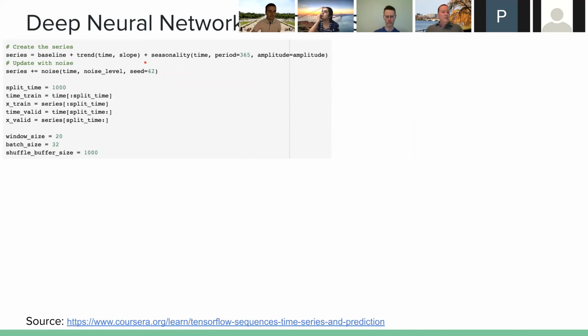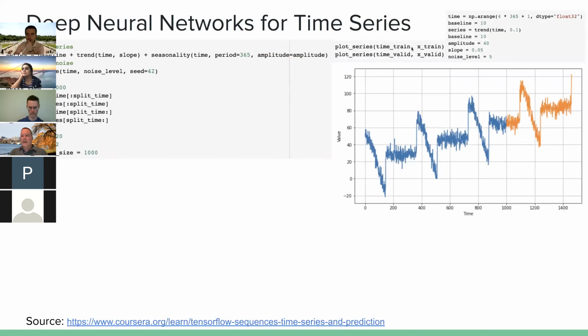As George talked about, this is the series we're actually going to use. It's basically the same one we had before, and we're going to split it at 1,000. He's setting up the window size, the batch size and the shuffle buffer size that we're going to feed into those routines we just saw to generate our time series. He's just showing you what this data is going to look like. After 1,000, we're going to validate and try to predict that series. I also plot some other variables here, like baseline, amplitude and slope, in case you're interested in how this synthetic time series was generated.